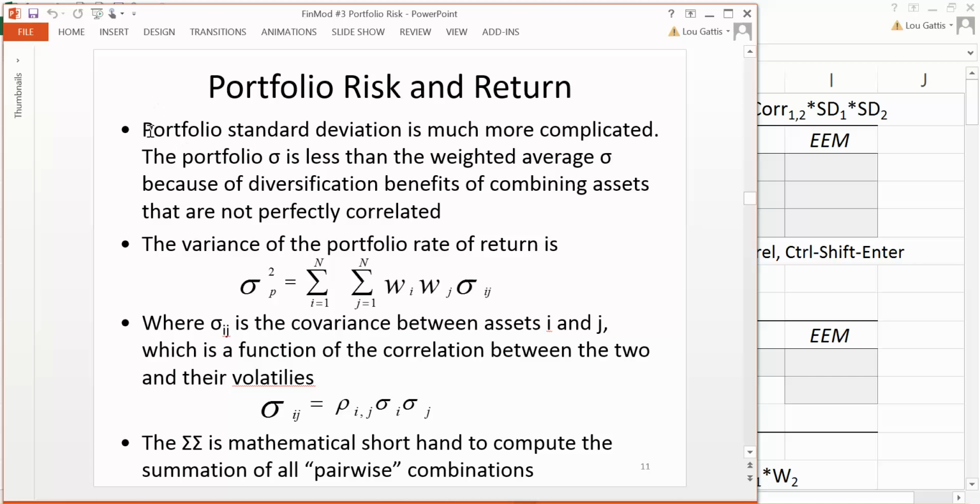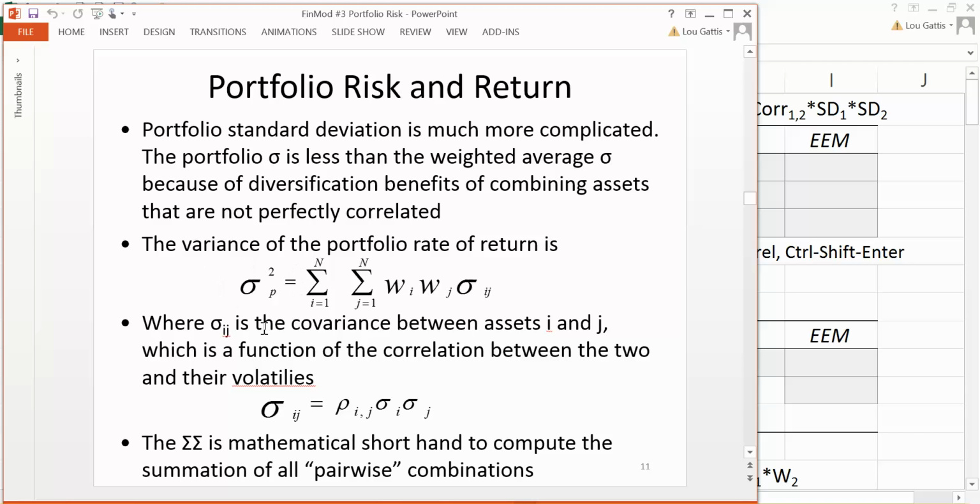Now, to calculate the standard deviation of a portfolio, we can't just take the weighted average standard deviation of each element, because the portfolio standard deviation, or risk, is going to be lower than the weighted average if the assets aren't perfectly correlated. If the assets are perfectly correlated, it does turn out to be the weighted average, but that's rarely the case.